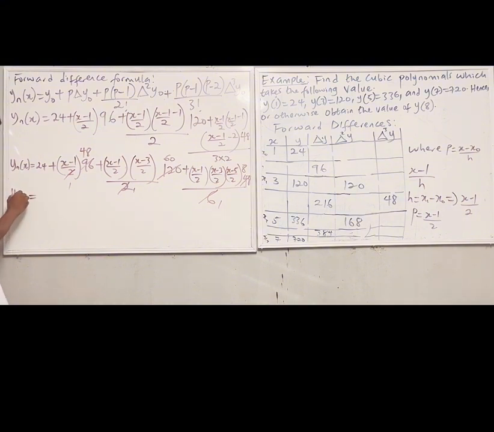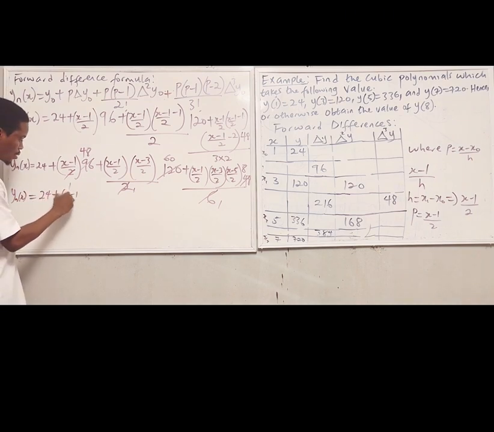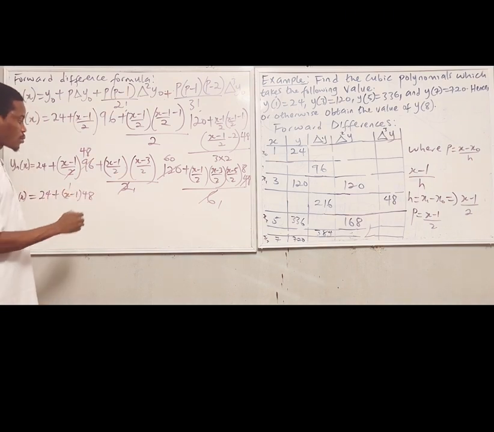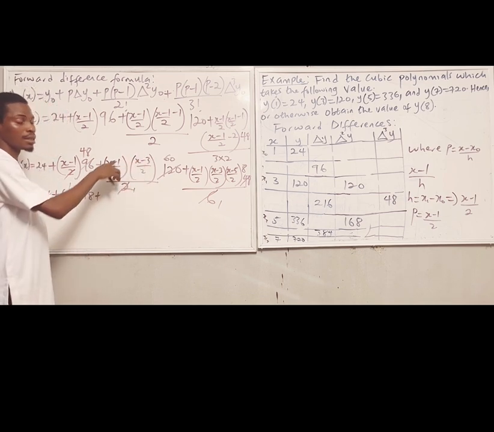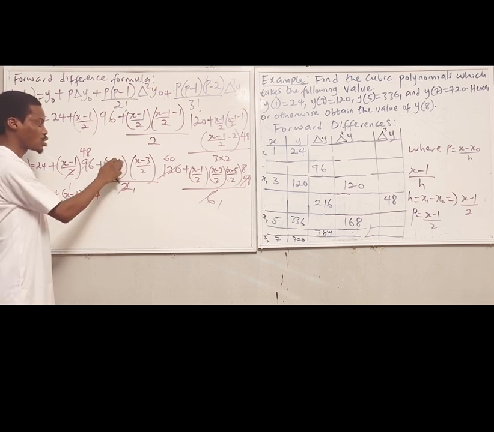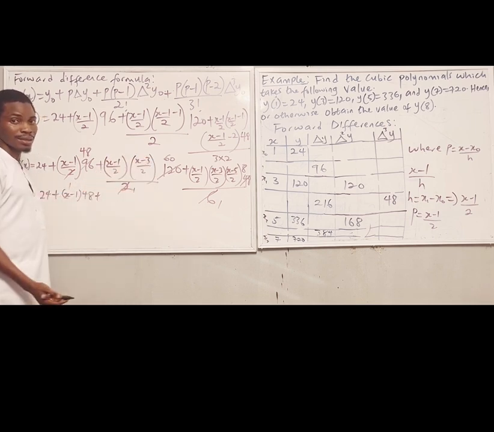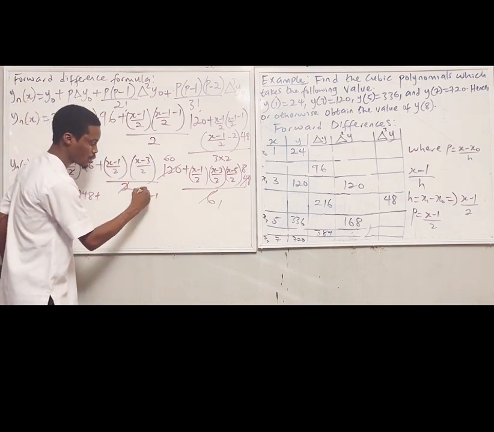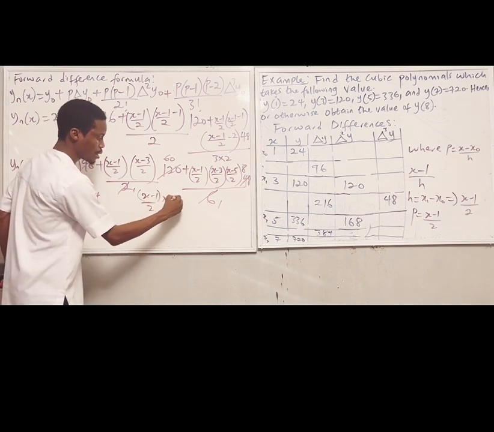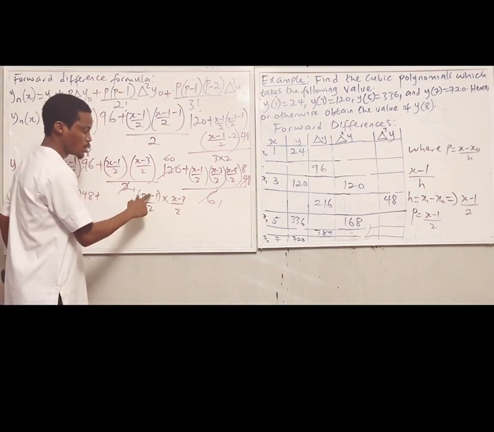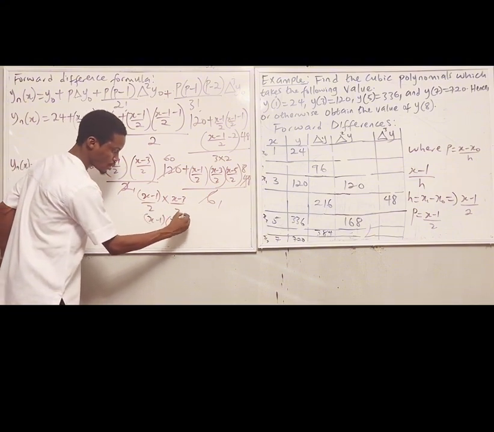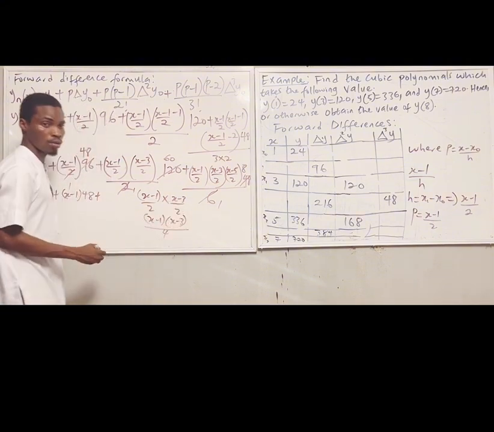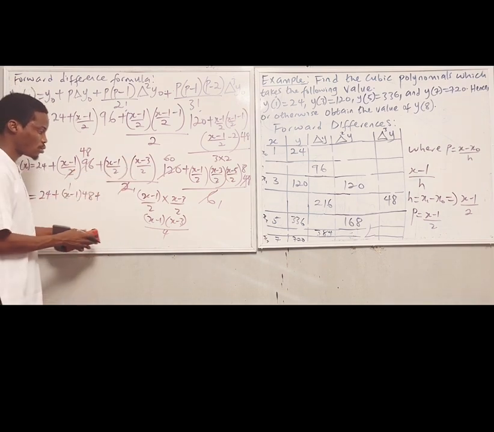Here is what? Is equal to what? y of x is 24 plus (s minus 1) 48 plus what? (s minus 1)(s minus 3). This is a multiplication. This is going to multiply this. It's something like this: (s minus 1) all over 2 times (s minus 3) all over 2. I'm going to have (s minus 1)(s minus 3) all over 2 times 2, 4. So I can write it all over 4.